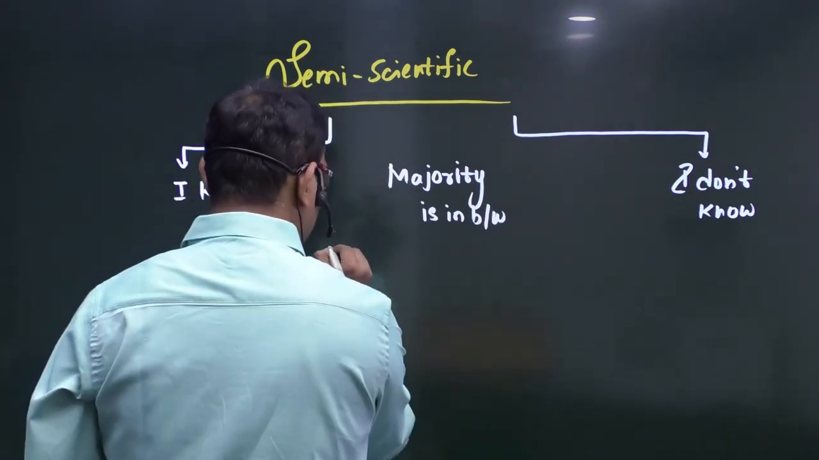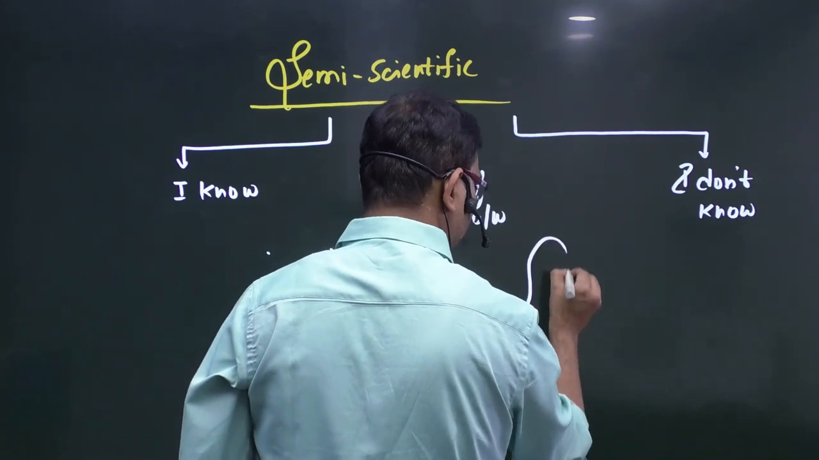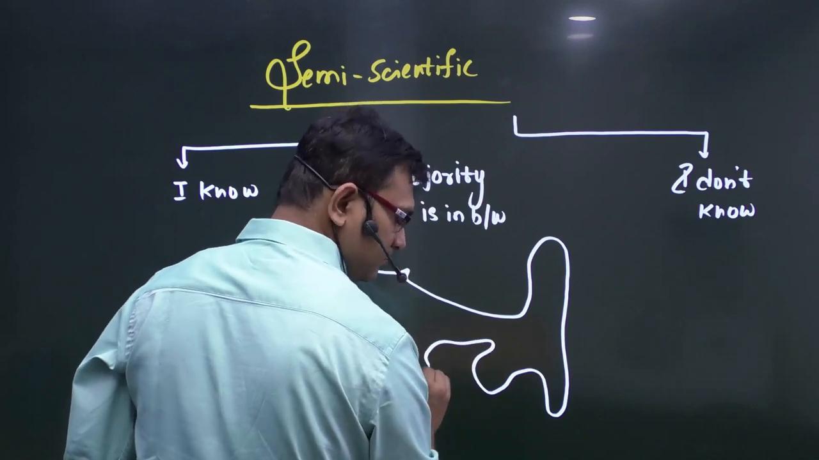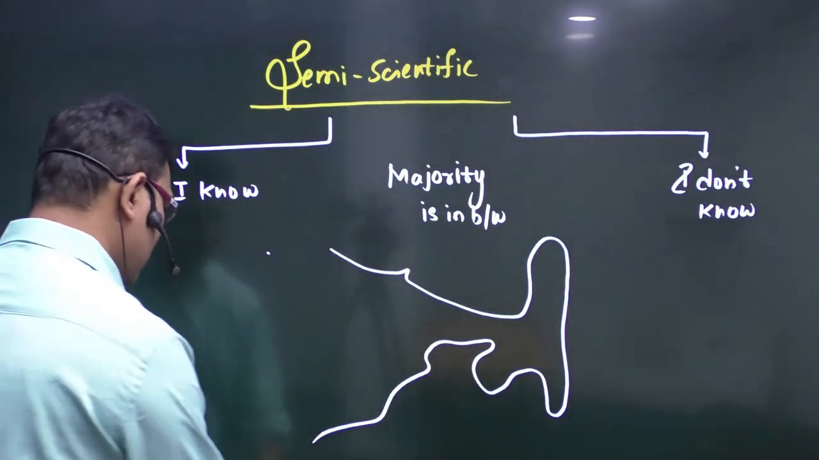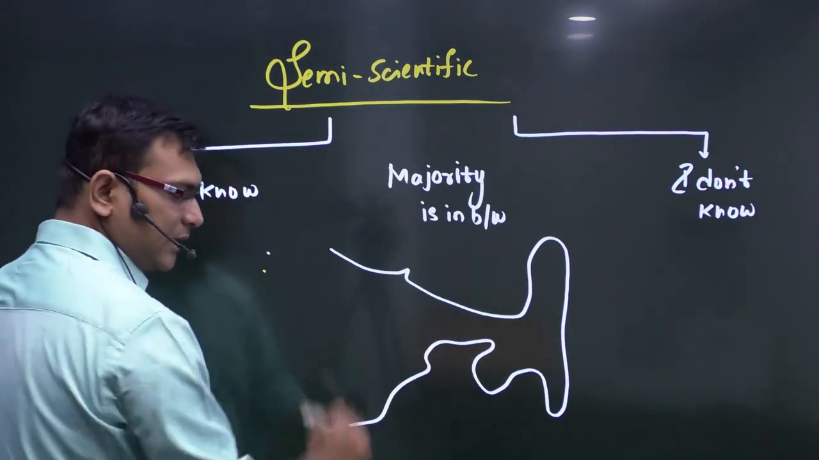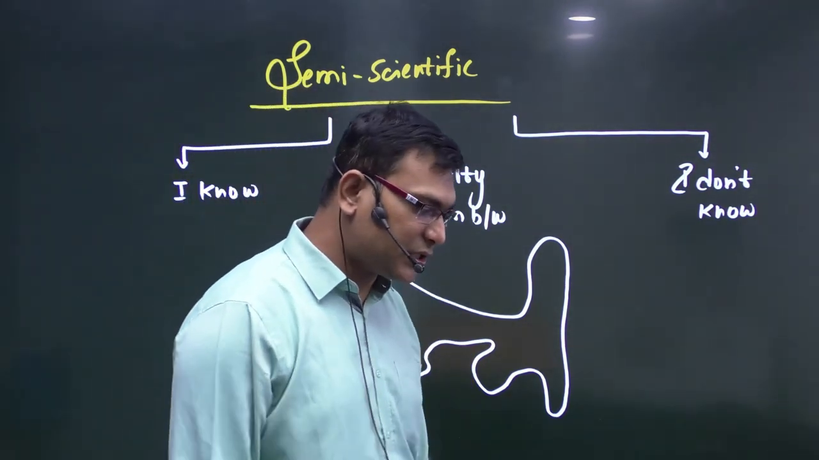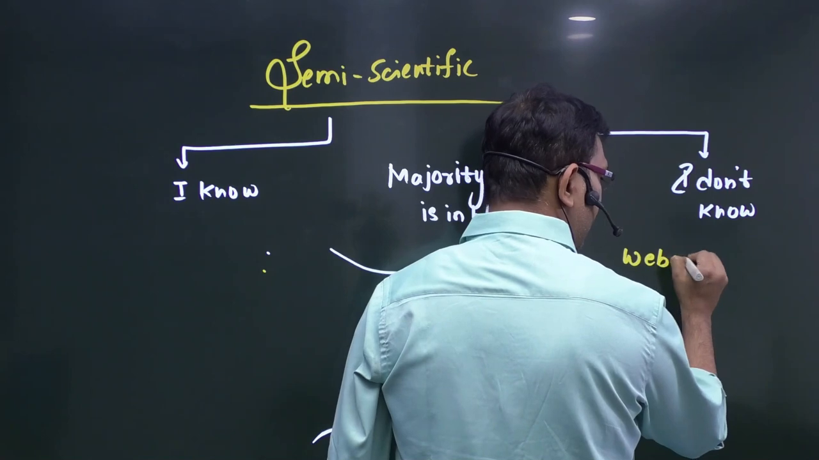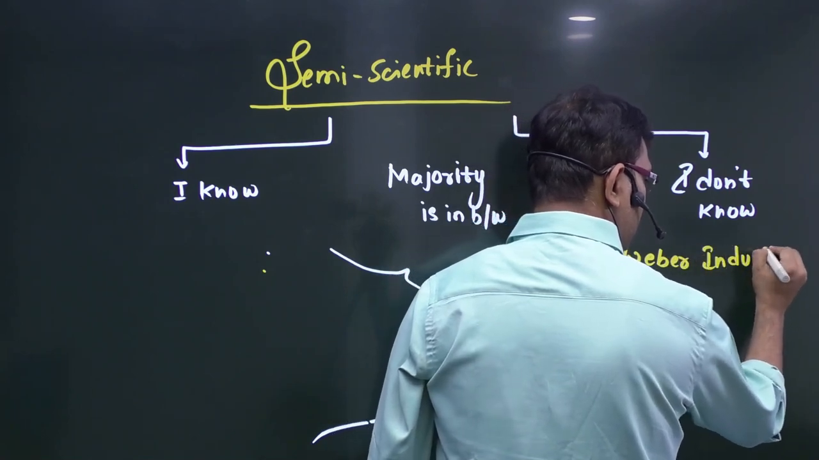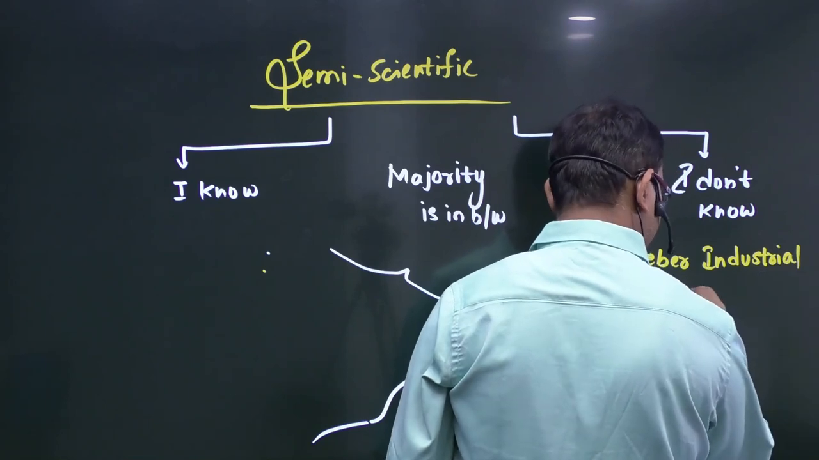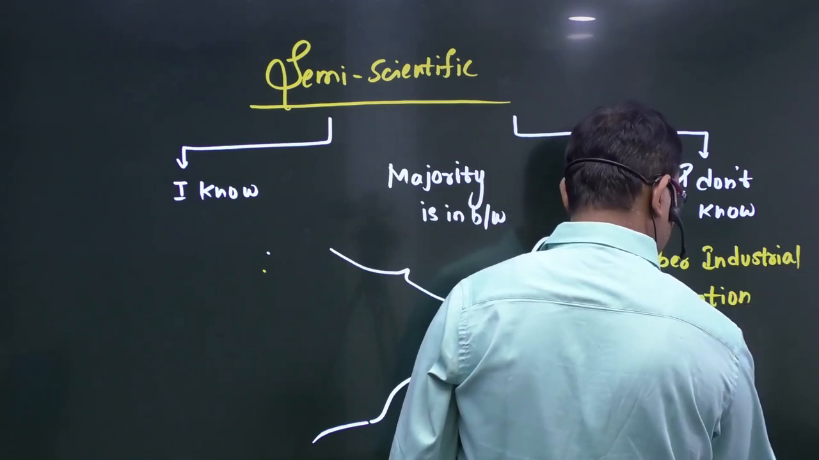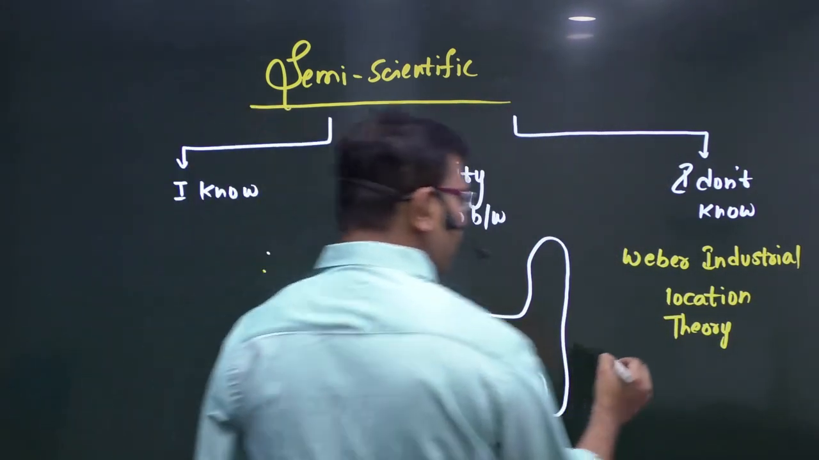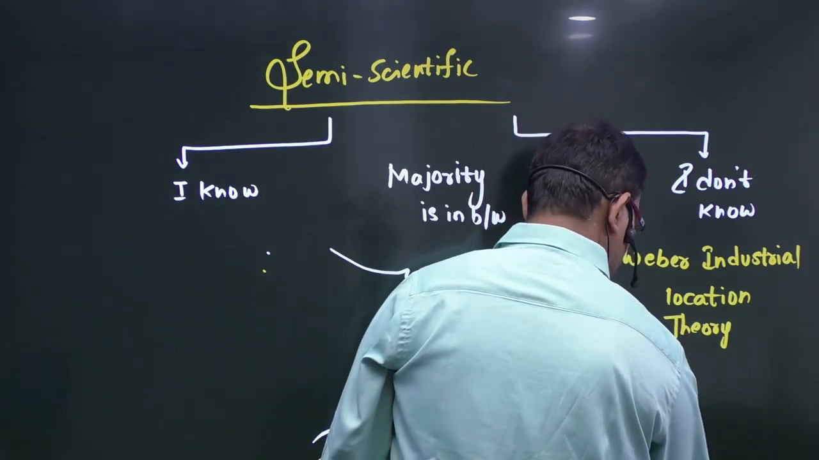Like for example, you see, this is your India map, right? Suppose I know that there is a theory, Weber industrial location theory. Agar ye hai, aise location theory, you will study about this, you don't worry, right? So Weber industrial location theory, iron and steel industry, like for example, on this iron and steel industry.